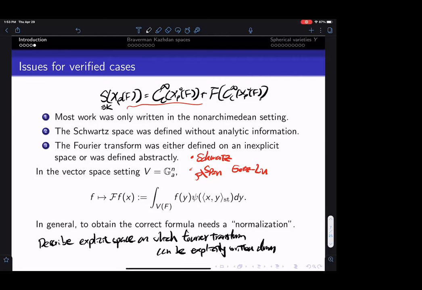By explicitly written down, I mean that we actually expect it will look like the classical one. The classical one, in a vector space setting, is where you take the Schwartz functions and integrate against an additive character with a certain pairing. I will show you shortly that this is true. But in order to obtain the correct formula, you need some sort of normalization.